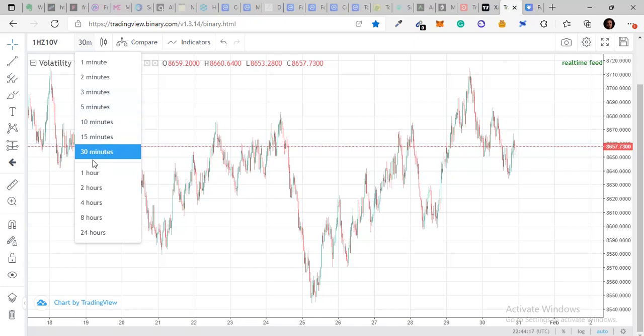You could also do, if you want to go way lower, then I recommend you do 5 minutes, 3 minutes, and 1 minute. But I like keeping it in 3 time frames, and I think 30 minutes, 10 minutes, and the 5-minute time frames are ideal for me. Okay, so I start with the 30 minutes time frame.